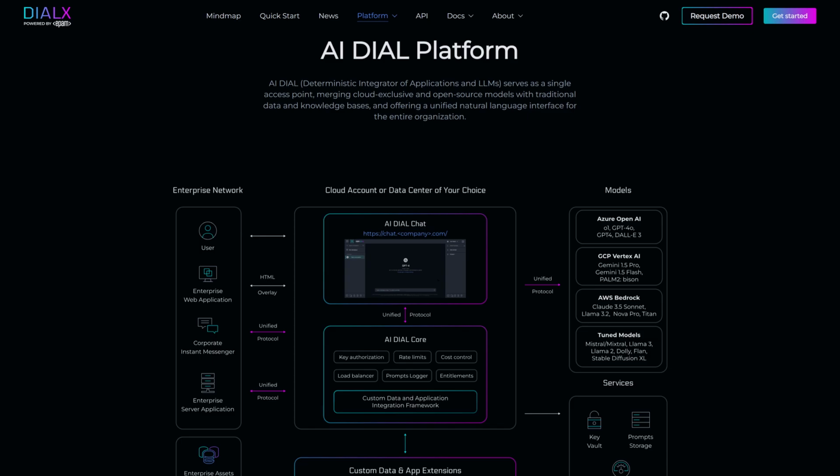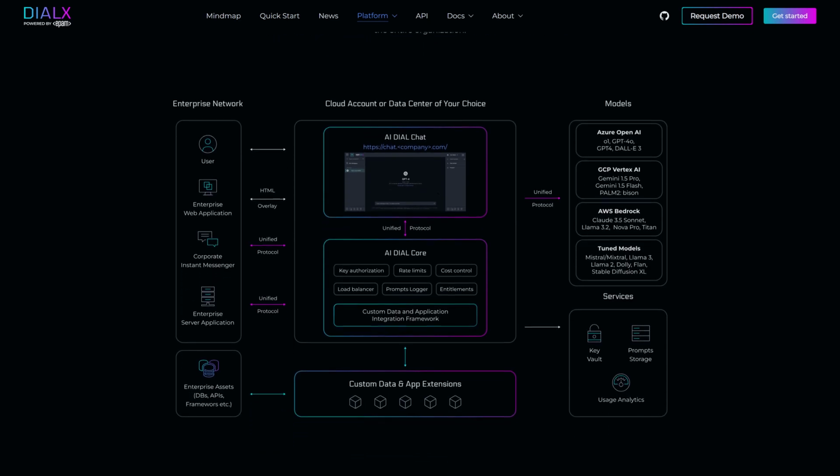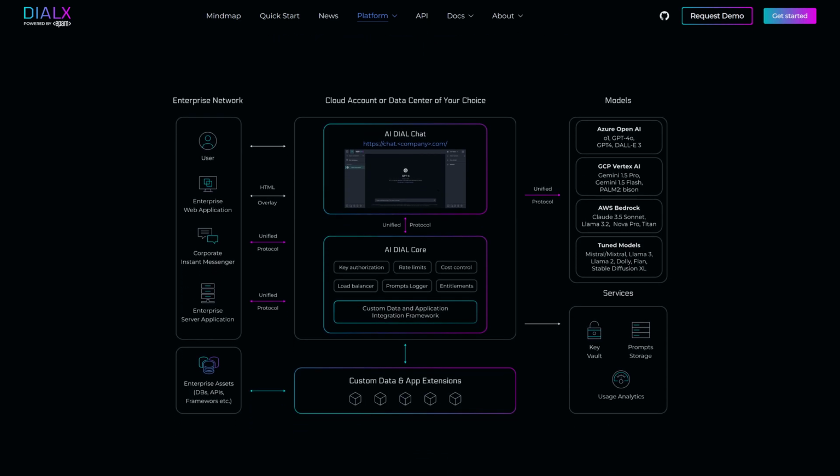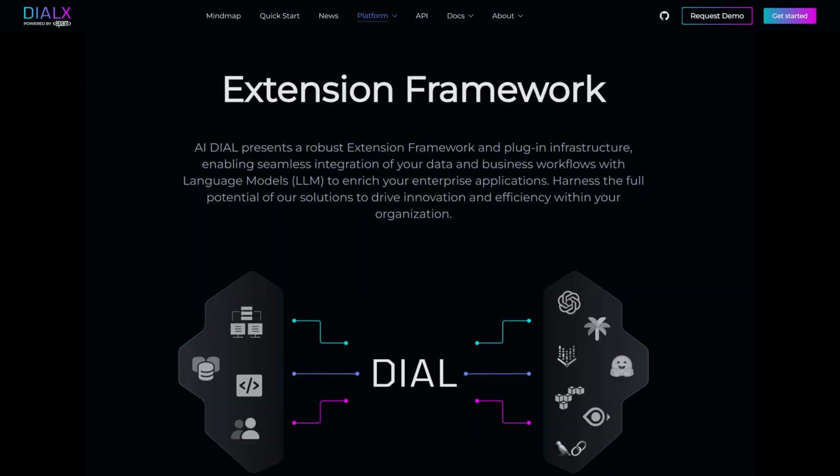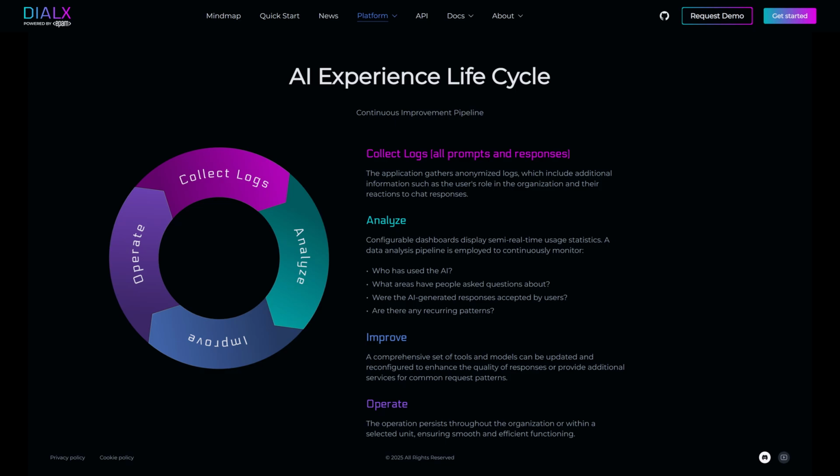DIAL stands for Deterministic Integrator of Applications and Language Models. It is designed to bring GenAI into organizations and integrate existing applications with the new paradigm of language models, balancing the power of AI with quality requirements through human validation and deterministic output.